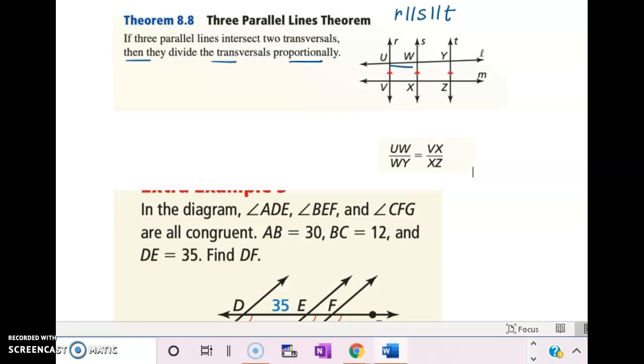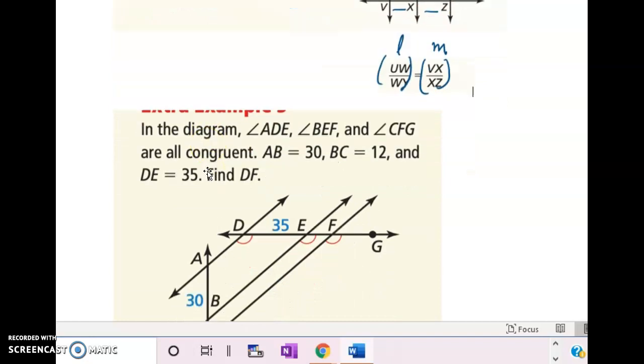L and M being the transversals, they are dividing the transversals proportionally. How? UW over WY. This is line L we are talking about. And then VX over XZ. This is line M. So they will divide proportionally. That is the theory part. Let's understand it with one example.